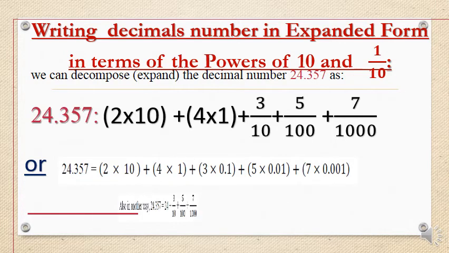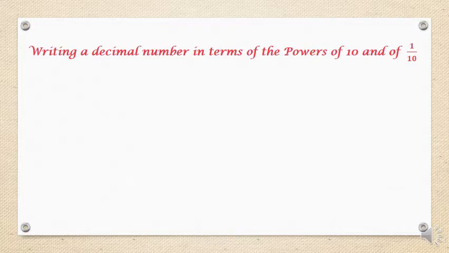Okay, let's practice writing a decimal number in terms of powers of 10 and 1 over 10. It's the same meaning as expanding a number or decomposing a number. Every decimal number can be written in the form of a sum of decimal fractions. This written form is the expanded form of the number.